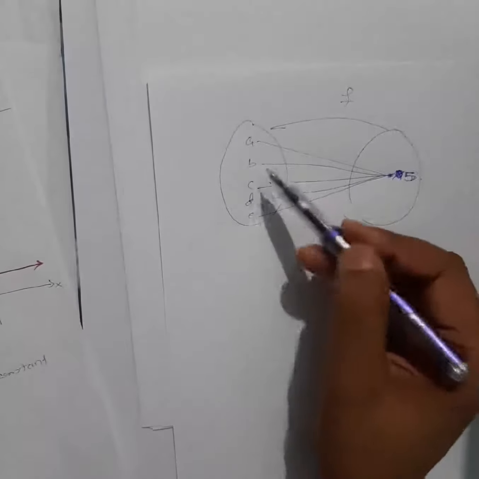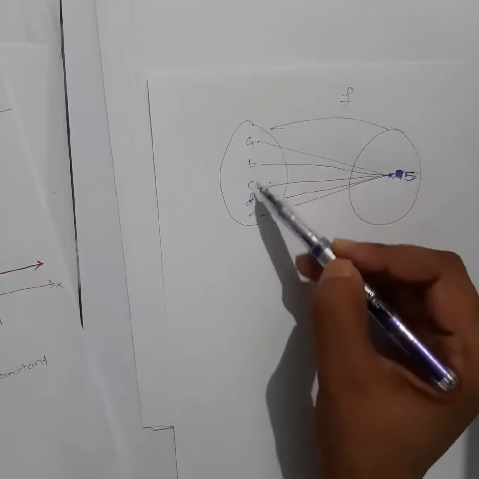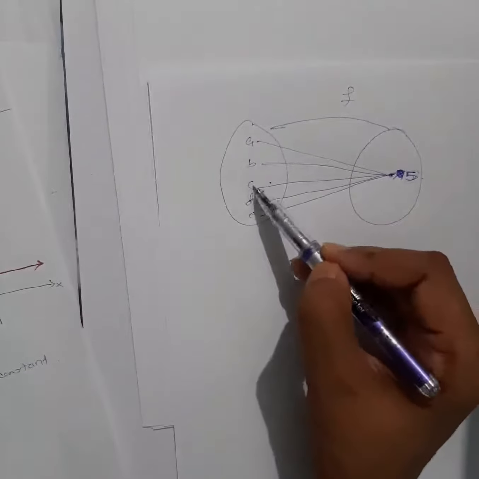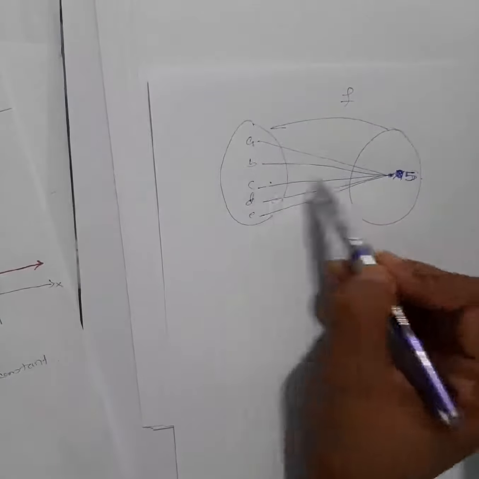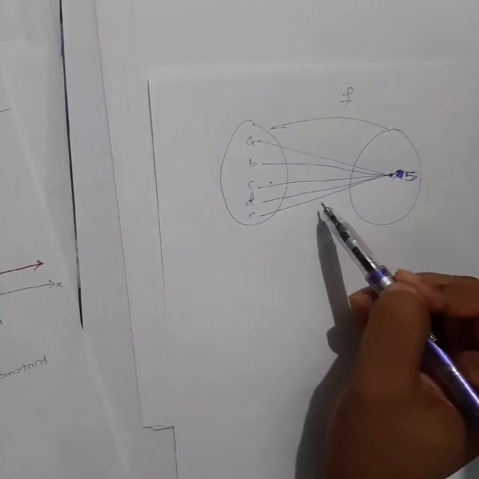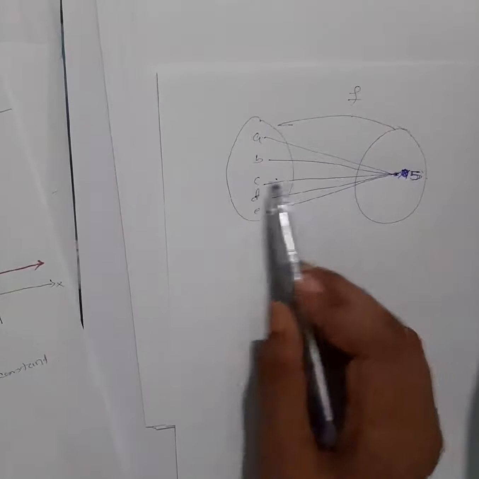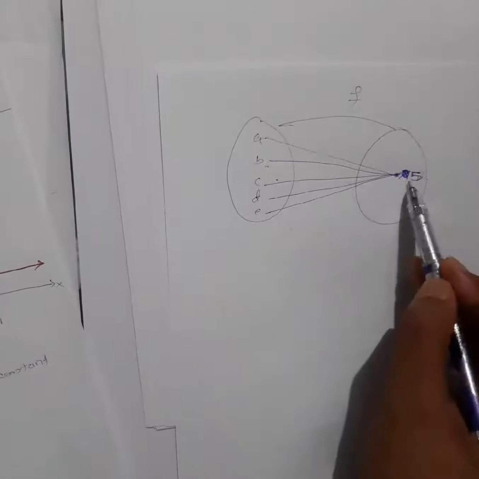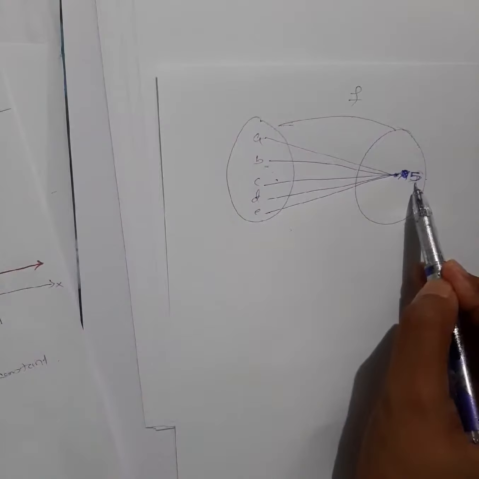But is this a function or not? Yes, of course it is a function. Every element is having an image, and how many images does every element have? This is one image only. So every element is having an image, and exactly one image. And what is the image? 5, which is fixed, constant.